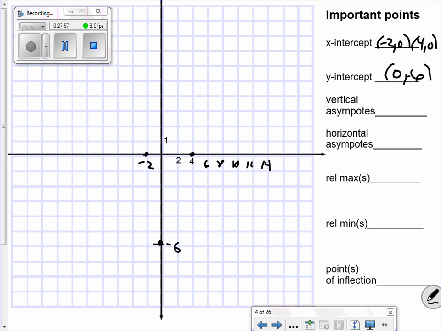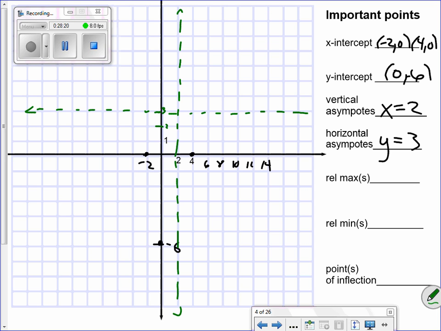Vertical asymptote, that was x equals 2. A nice green vertical asymptote for us. And a horizontal asymptote, we have y equals 3. I'll make that in green also. Those are little guidelines for our graph.